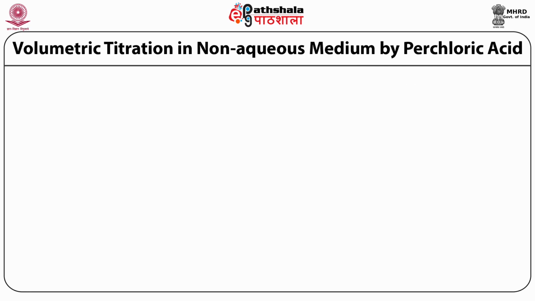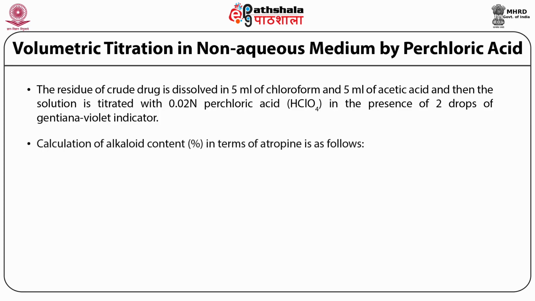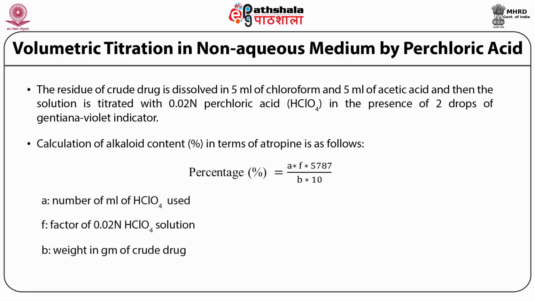The volumetric titrations can also be carried out in non-aqueous medium. Here the alkaloidal residue of the crude drug is dissolved in 5 ml of chloroform and 5 ml of acetic acid is added. Then the solution is titrated with N/50 perchloric acid in presence of cinchona violet as indicator. Then the calculation of alkaloidal content can be done using equivalent factors. Here the formula is for the determination of atropine.